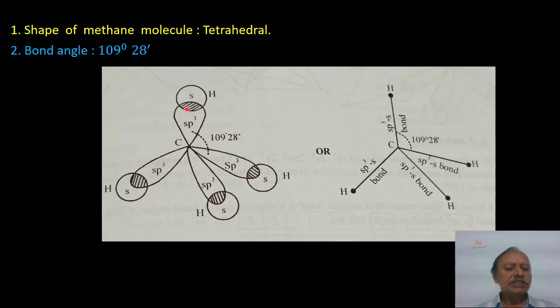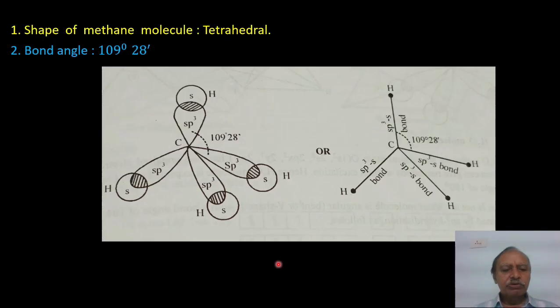In this way the orbitals are overlapping, and the bonds between carbon and hydrogen are formed. So totally there are 4 bonds, and each one is an sp3-s sigma bond, and the bond angle is 109 degrees 28 minutes.